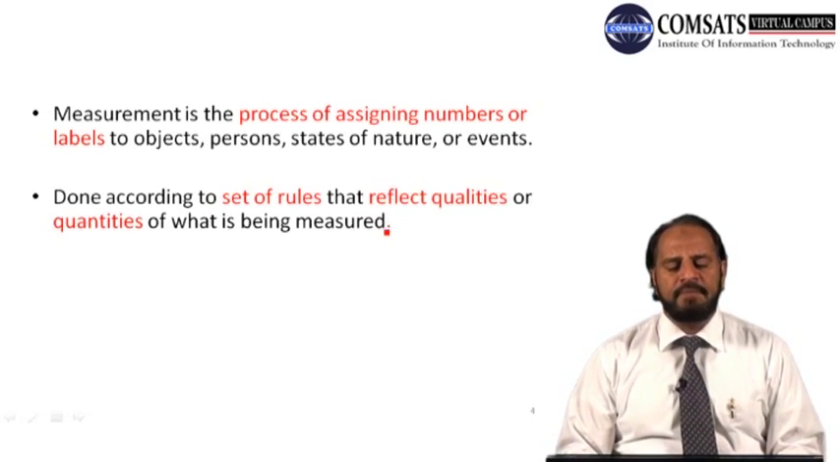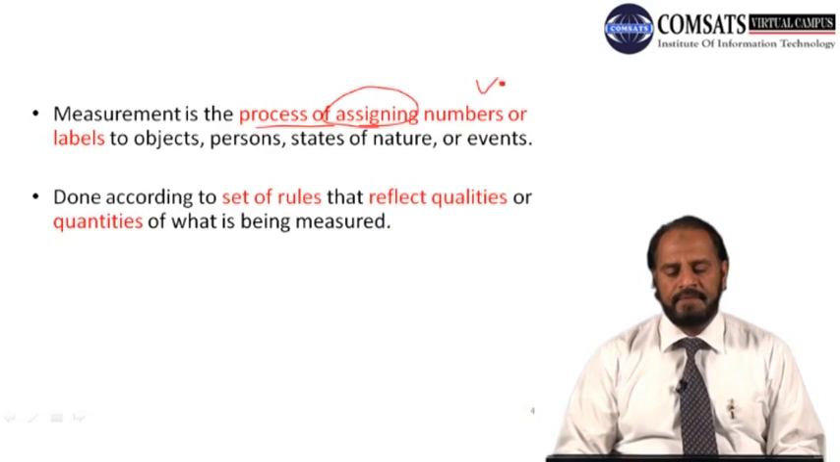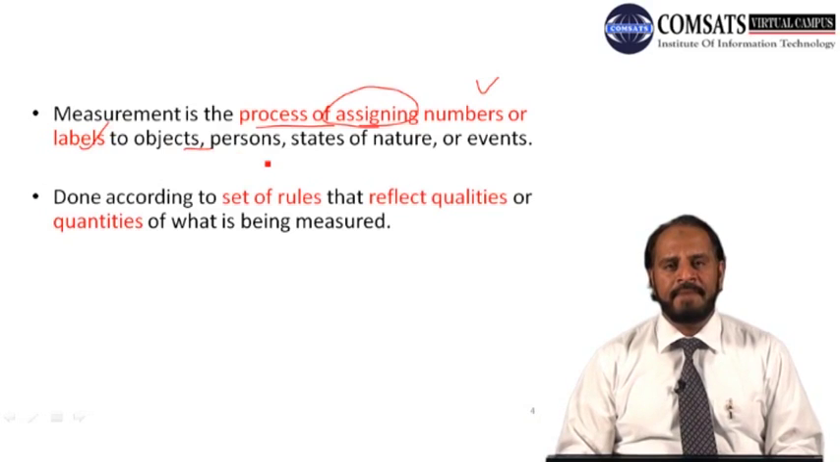We say measurement is the process of assigning numbers or labels to objects, a person's states of nature, or events. So when we say we're measuring, we're trying to assign a certain number or label to it, to events like salary, objects like height, etc. We are trying to assign numbers to those values.